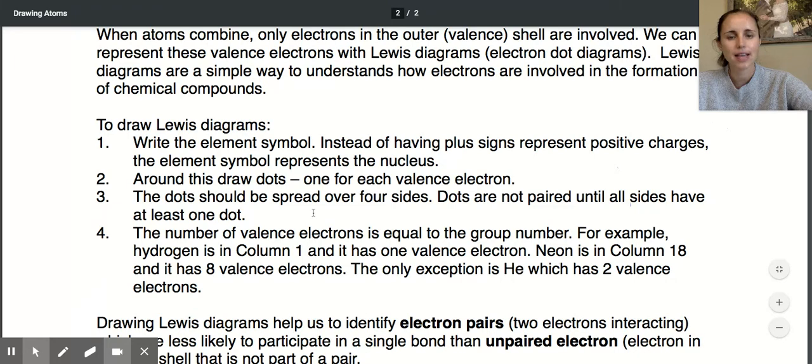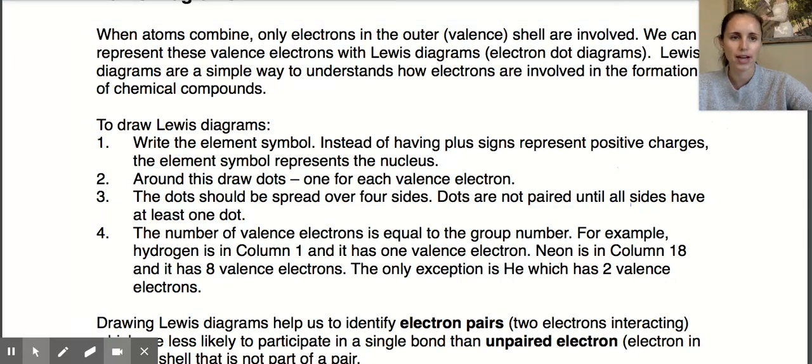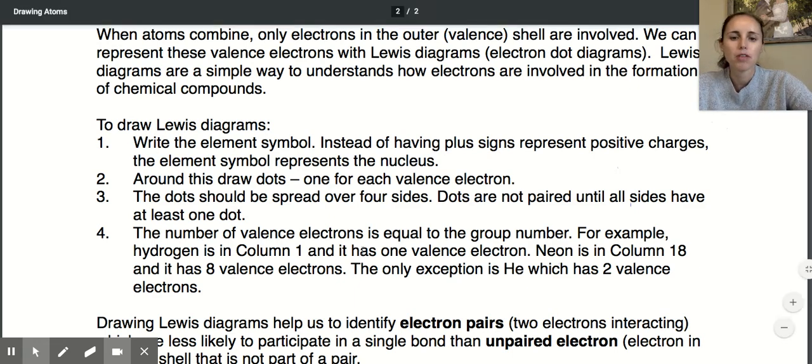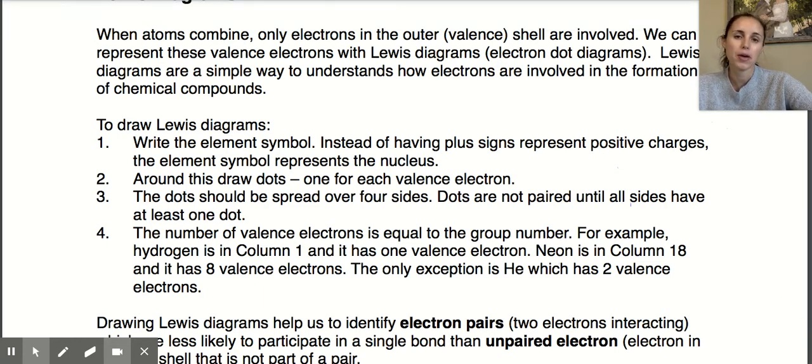So this is the exact same as what we did with Bohr-Rutherford diagrams. You're going to place a dot at the start, at the side, at the bottom, at the other side before you start pairing. The number of valence electrons is equal to the group number. So just by looking at the periodic table, you can tell the number of valence electrons. Anything in group 1 has 1. Anything in group 2 has 2.